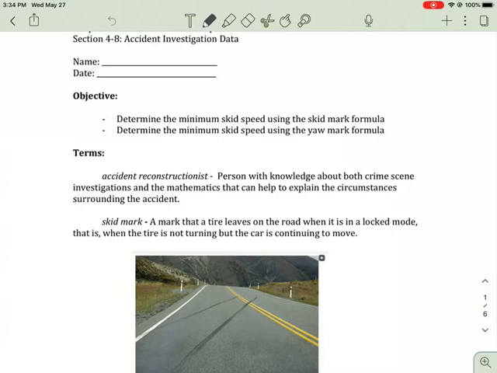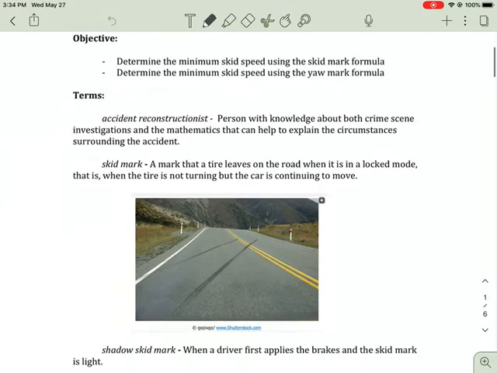Now, the skid mark is the mark the tire leaves on the road when it's in locked mode. That is, when the tire is not turning, but the car is continuing moving forward, such as the picture that I have for you. Notice that the tire is straight, there are marks on the road, and that's telling us that the tire was not moving, but the car keeps going.